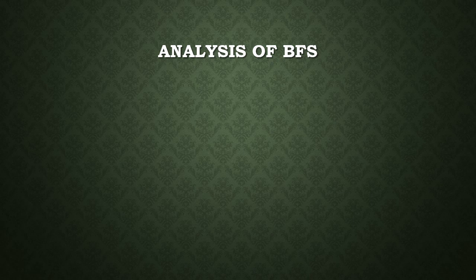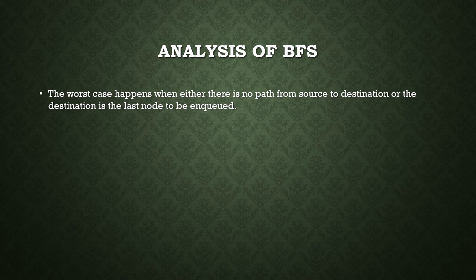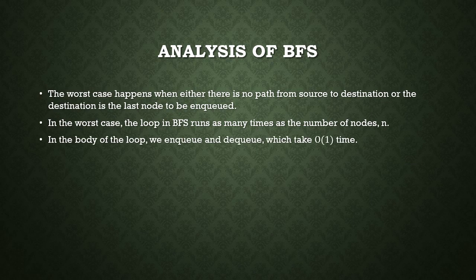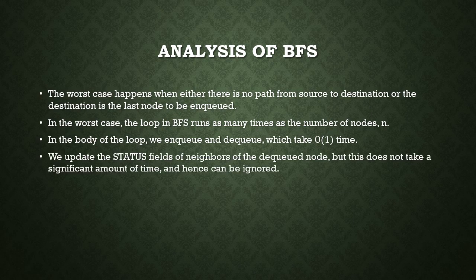Analysis of breadth first search. The worst case happens when either there is no path from source to destination or the destination is the last node to be enqueued. In the worst case, the loop in breadth first search runs as many times as the number of nodes, which is n. In the body of the loop, we enqueue and dequeue, which takes O(1) time. We update the status fields of neighbors of the dequeued node, but this does not take a significant amount of time and hence can be ignored. From this we can conclude that the time taken by breadth first search is O(n).